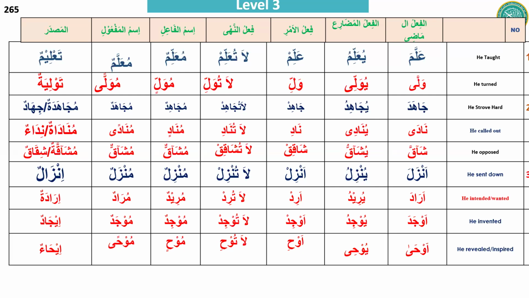The second special case is Aujada Yujidu Ijad. Aujada means he invented. And the third one is Auha Yuhi Iha. Auha means he revealed or he inspired. Arada yuridu irada is 1, aujada yujidu ijad is 2, and the third one is auha yuhi iha. Today we will look at the next one.